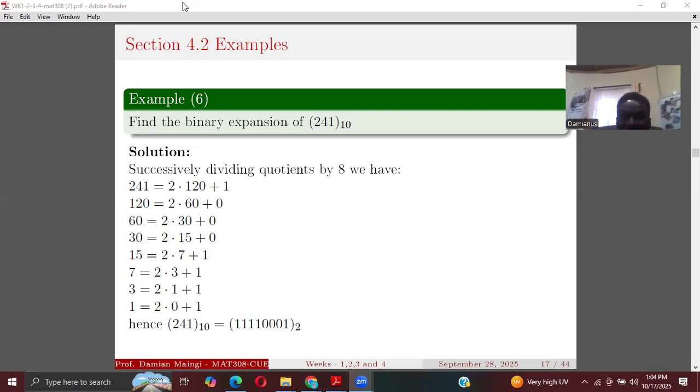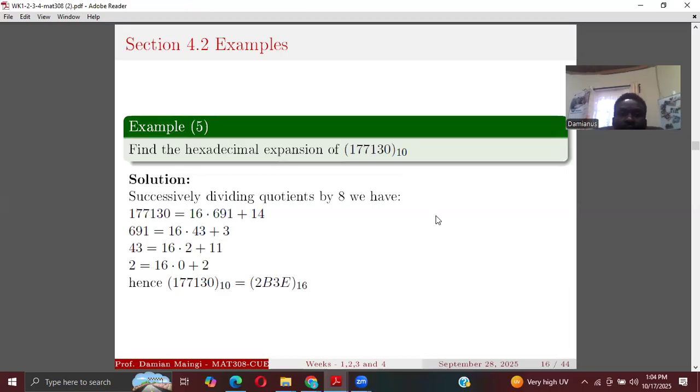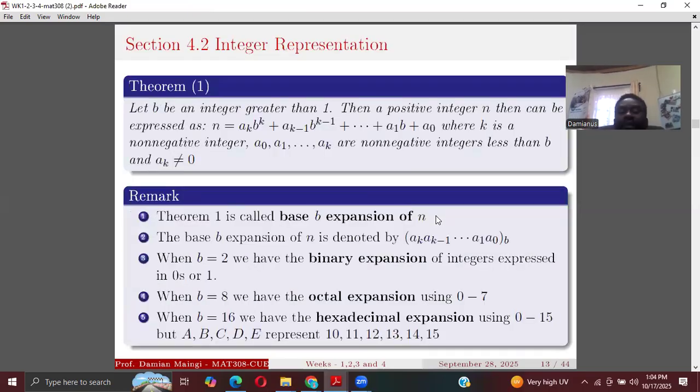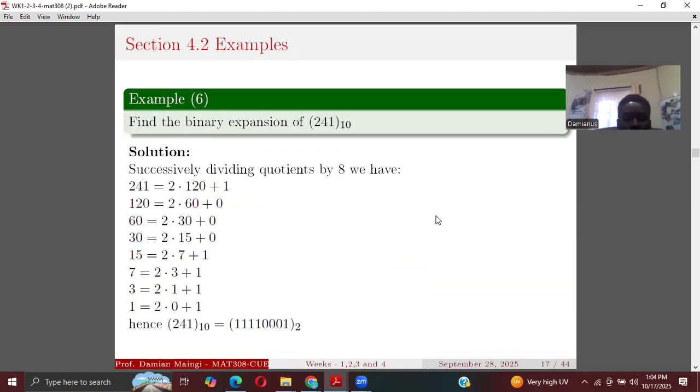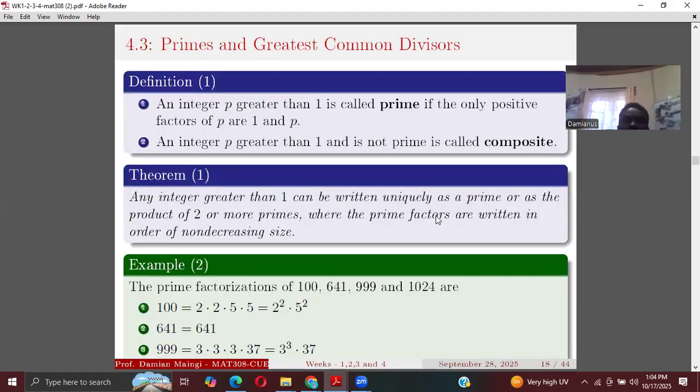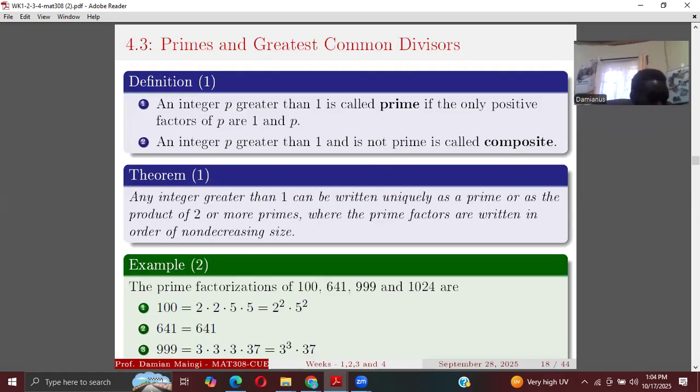I've changed location now. So we have agreed that you will look into the integer representation of bases: binary expansion, base 8 octal expansion, base 16, and then look at those examples. I believe you will be okay. Now, allow me to go here: primes, GCDs, and greatest common divisors. This was my agenda for the day.